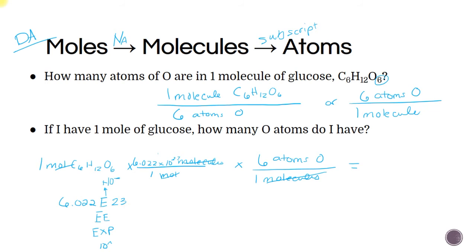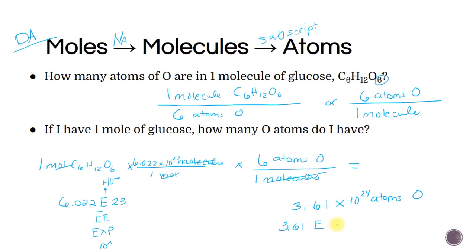All right, if you enter this correctly and then multiply by 6, the correct answer here is going to be 3.61 times 10 to the 24. Now my calculator doesn't say times 10 to the 24. What it says is this.